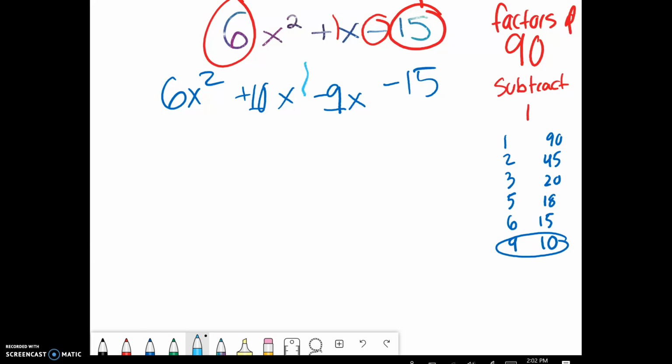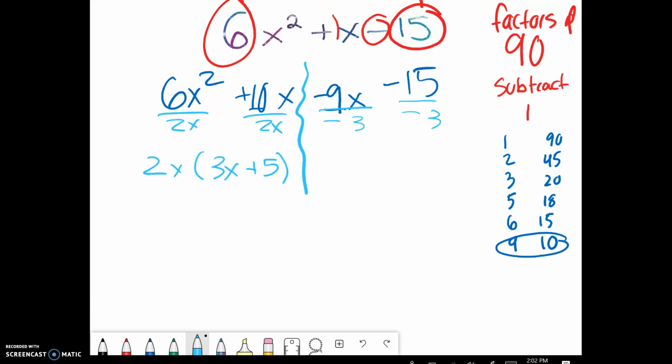Okay, and now I can go ahead and factor by grouping. So looking at these first two terms, they have a common factor of 2x. So that factors to be 2x times 3x plus 5. Okay, and on this side I have a common factor, and notice a leading negative, so it's going to be negative 3. And if I factor that out, I have negative 3 times, again, 3x plus 5.